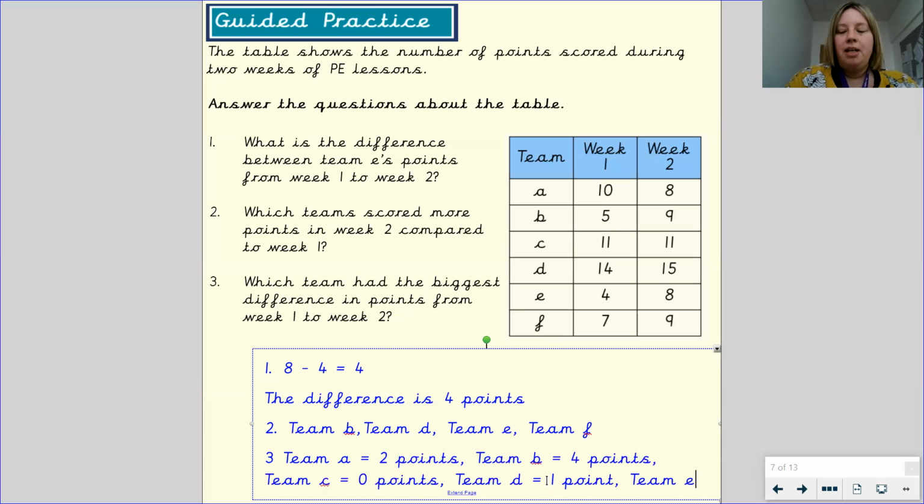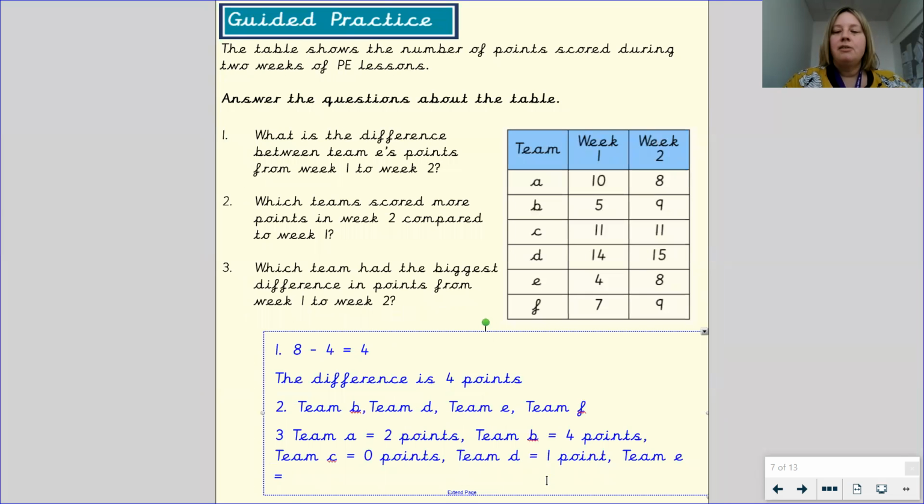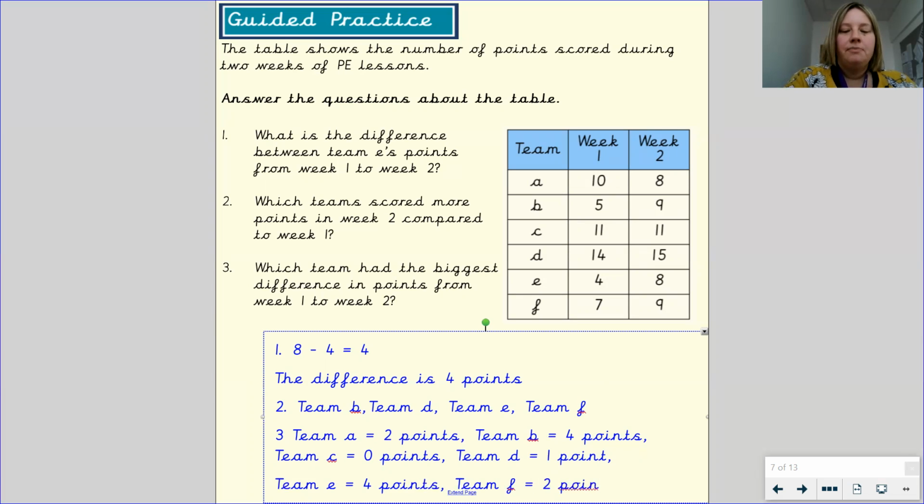In the first week, they scored 4 points. In the second week, they scored 8 points. What is the difference between 4 and 8? That's right, the difference is 4 points. And finally, Team F. In the first week, they scored 7 points. In the second week, they scored 9 points. What is the difference? The difference is 2 points.